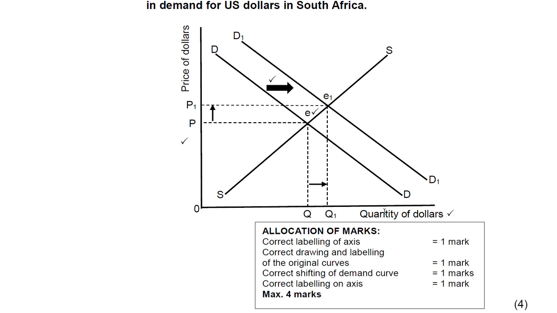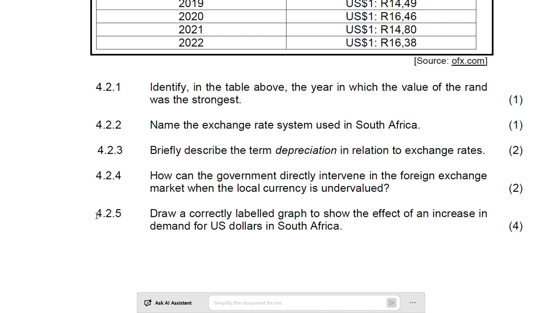Now how are you going to be marked on this? First, by correctly labeling the axes, your x-axis and y-axis, showing the quantity of dollars and the price of dollars, you would have earned 1 mark each. Then, by correctly labeling the original curves, this one and this one, you get a mark. Correctly shifting the demand curve from D to D1, you get a mark. Correctly labeling the axes values, Q1 and Q2, and P1 and P2, you would have gotten the mark. So now we are done with 4.2.5.